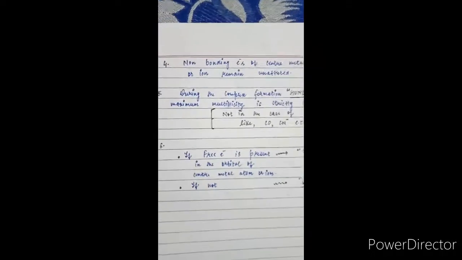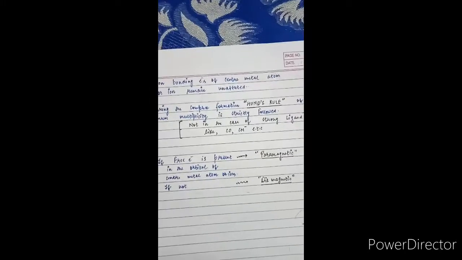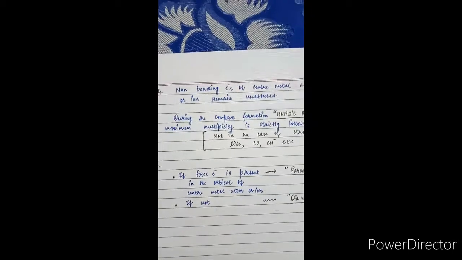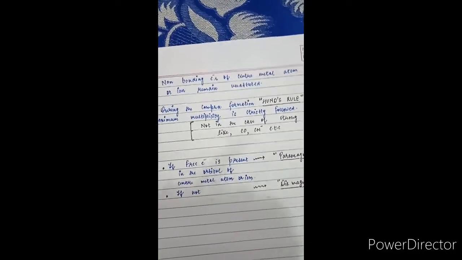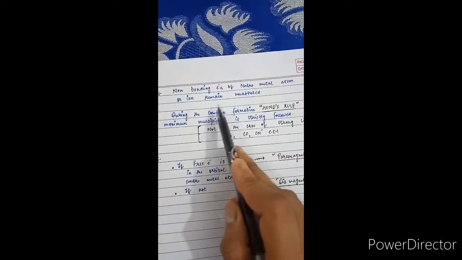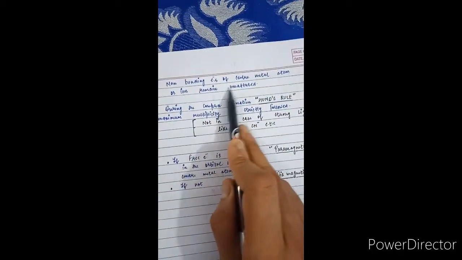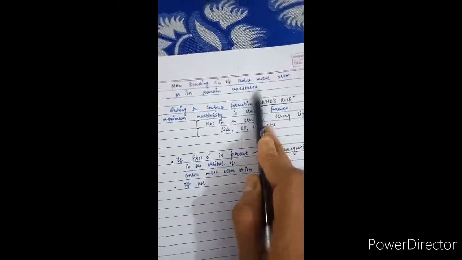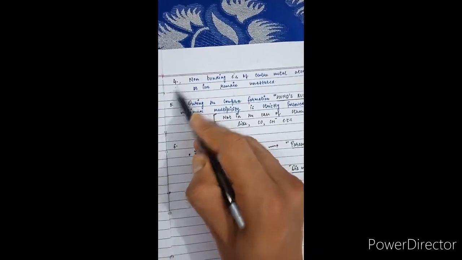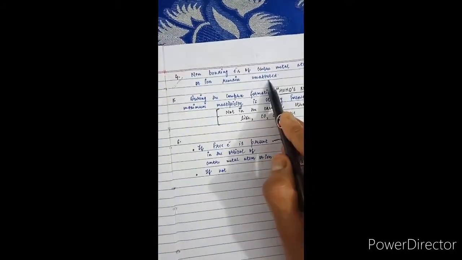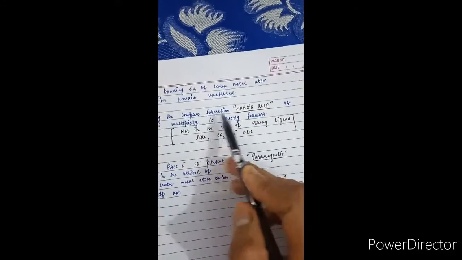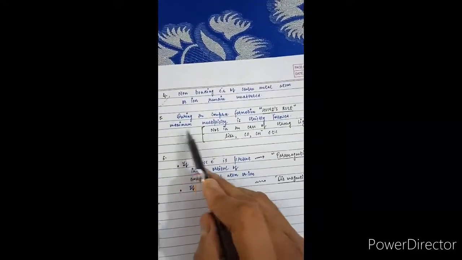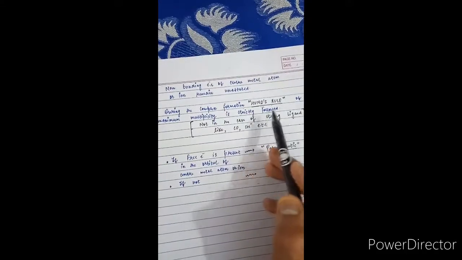Now the fourth postulate: non-bonding electrons of the central metal atom or ion remain unaffected. Means the non-bonding electrons, the electronic cloud which is not taking part in bonding, will remain unaffected. So there's nothing extra to define. It is so simple. Now the fifth point: during complex formation, Hund's rule of maximum multiplicity is strictly followed.